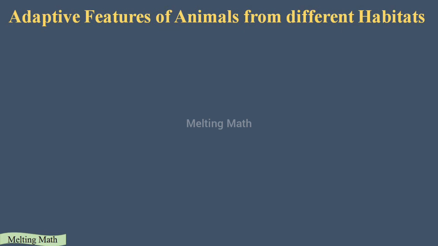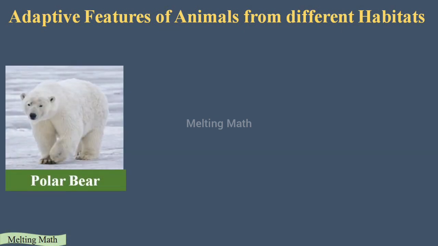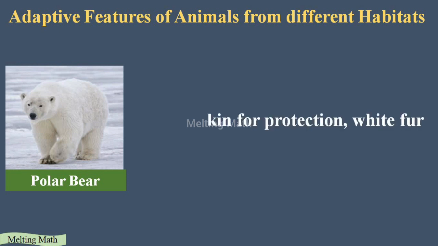Let's first see about polar bear. Its habitat is a polar region. Polar region is nothing but a cold region, like cold mountains. Its habitat is a cold region, and its adaptive feature is it has thick skin for protection with fur. Fur is nothing but hair. In the polar bear you can see its body is fully covered with white hair, so we call it white fur. This hair and the thick skin give warmth to the polar bear's body.